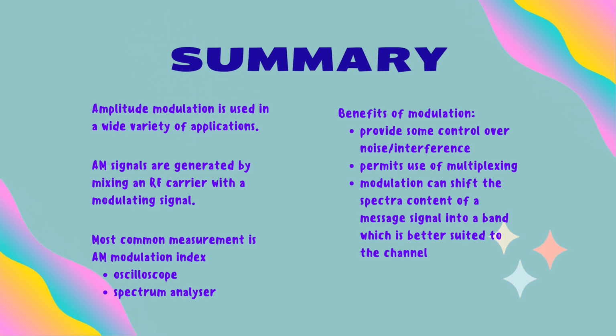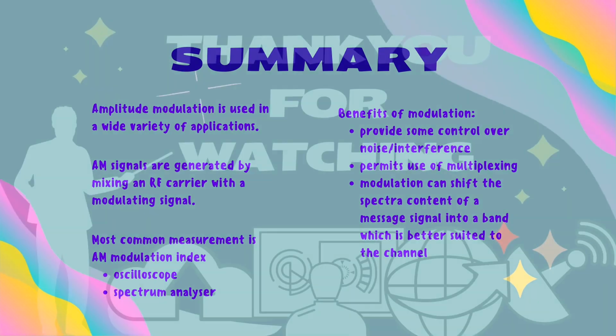There are variants of AM signals, and the most common measurement made on an AM signal is the modulation index, and this can be done using either a spectrum analyzer or an oscilloscope.